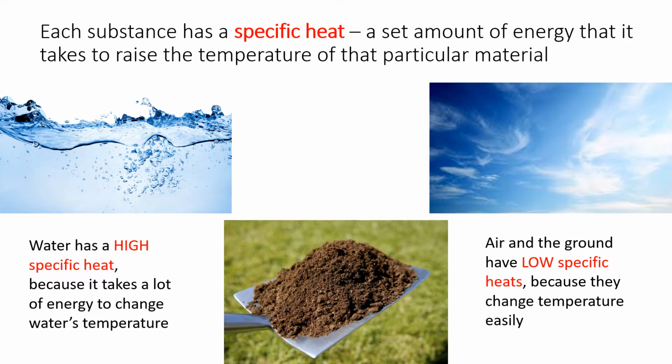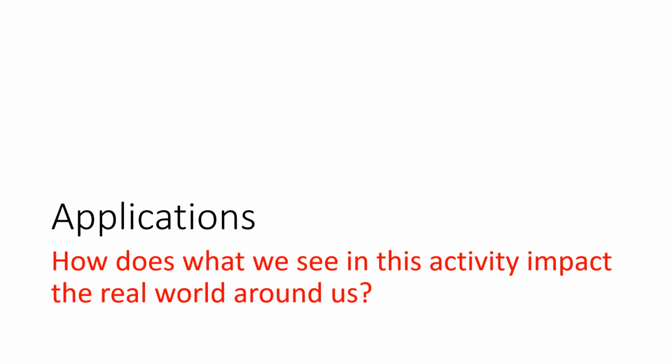You're outside on a cold morning, and as soon as the sun comes up, the air around you can feel like it's starting to get hot. So air has a fairly low specific heat. It heats up and cools down pretty quickly, pretty easily. Now, how does this impact the real world around us?